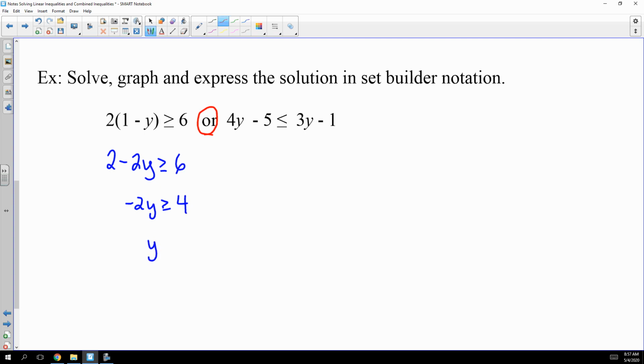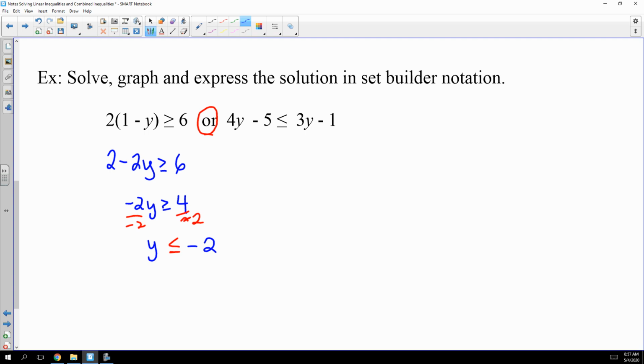Okay, notice here's what I'm going to do. I'm dividing by a -2. And if I'm dividing by a negative number, that means I've got to change the direction of my inequality symbol. So y is less than or equal to -2. There we go. Now let's try the next piece.